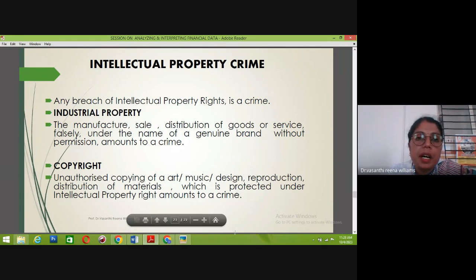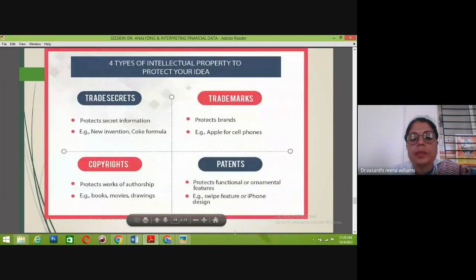Similarly with artwork, copyright is for artwork, for music, for anything that is intangible. Industrial property is something that is tangible. So that's it. Can we go to the next slide, please?